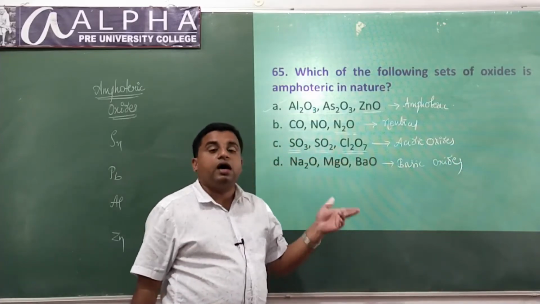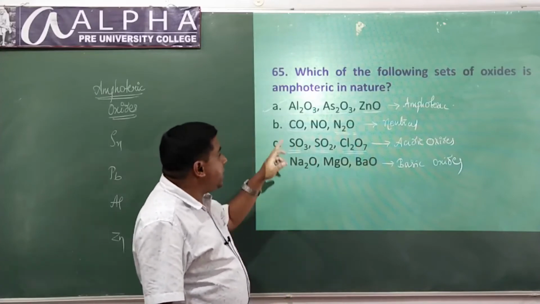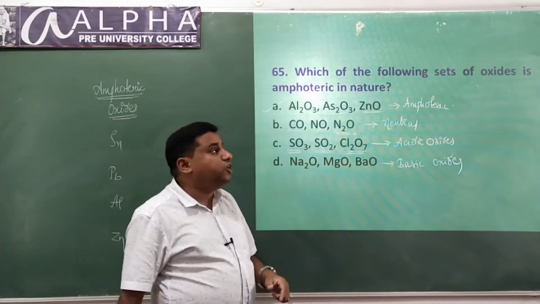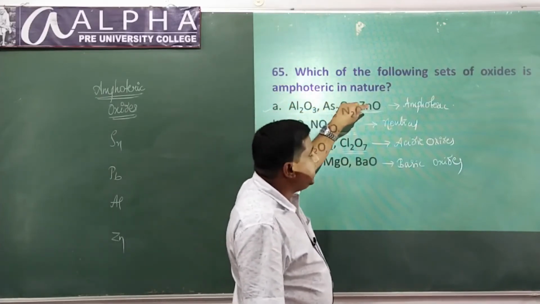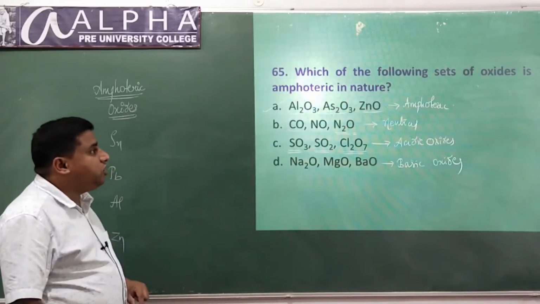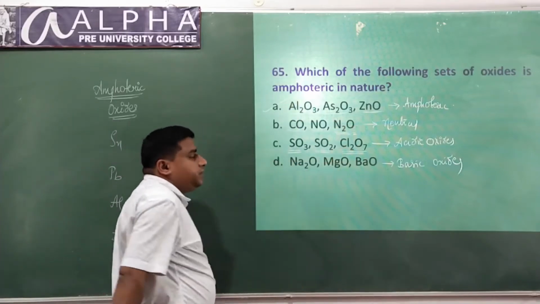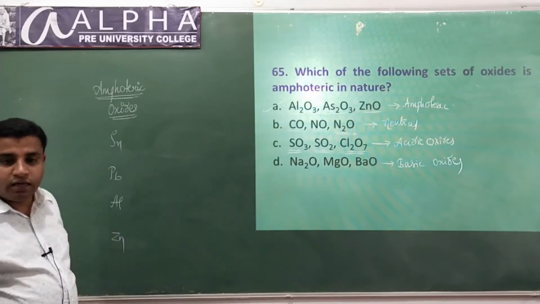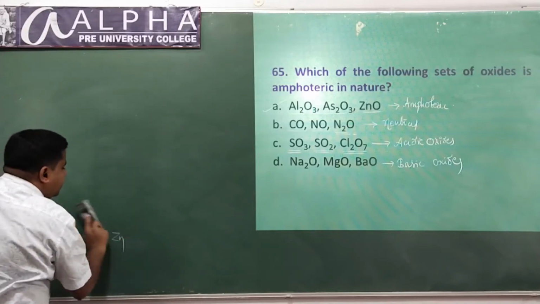Sulfur and chlorine are non-metals. Non-metallic oxides are acidic oxides. Carbon monoxide, nitric oxide, nitrous oxide are neutral in nature, whereas aluminium oxide, arsenic oxide and zinc oxide are amphoteric oxides. So which of the following sets of oxides is amphoteric in nature? It is option B. Understood? Simple? Shall we go with the next question?